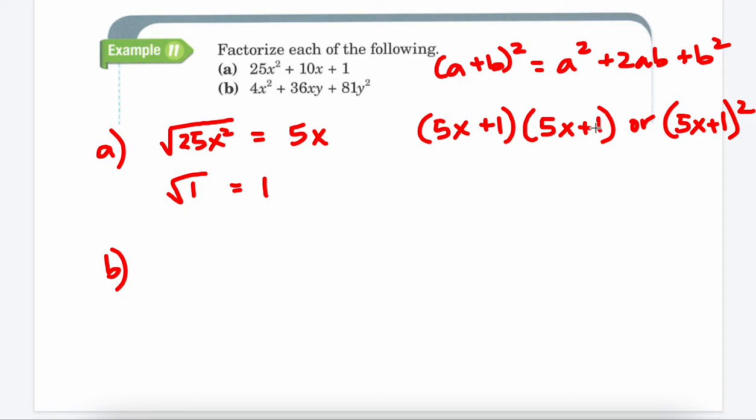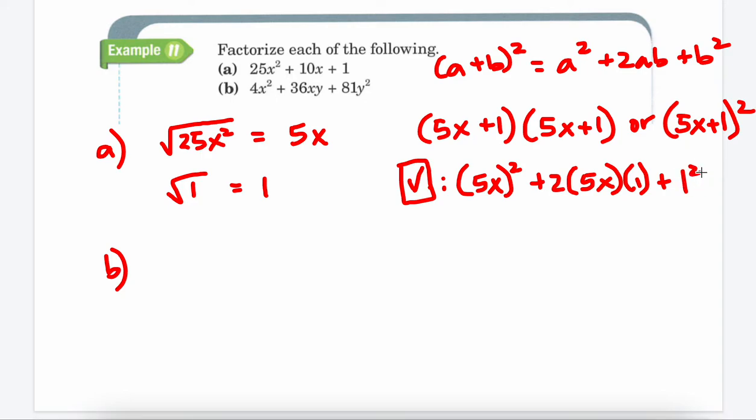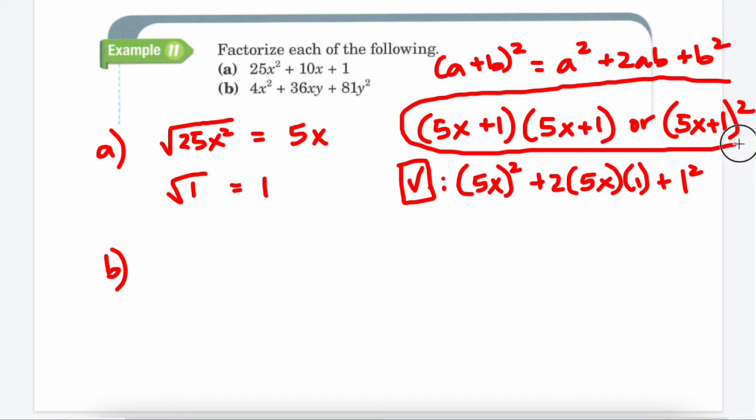And let's just double check to see if it works. So this is my checking process. We take our first term and square it, 5x times 5x. Would it get me back to 25x squared? Yes. Plus 2 times my a term, 5x, times my b term, plus 1 squared. I already know that 1 squared works. 2 times 5x times 1 is 10x. So it does work, and this is my answer. I can either expand it out or write it with the shortcut with the exponents.